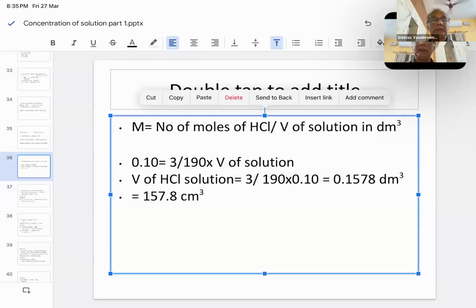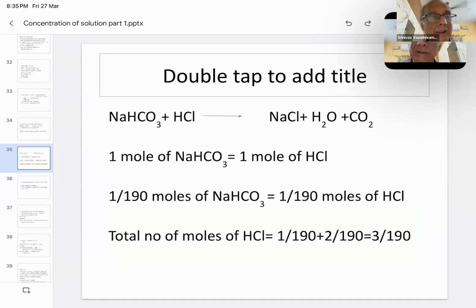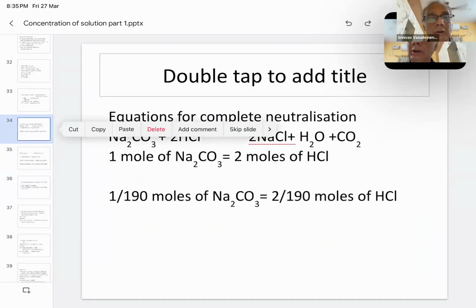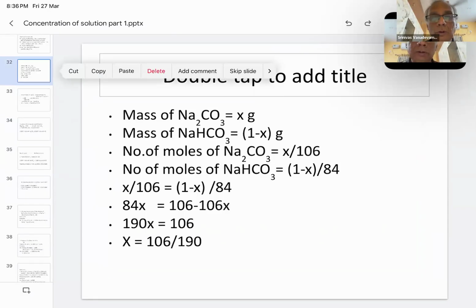So first I am finding the number of moles of Na2CO3. We'll just see again how I have gone about it. So the mass of Na2CO3 is x gram. Sodium bicarbonate is 1 minus x gram. Number of moles is mass by molecular mass: x by 106 for sodium carbonate, 1 minus x by 84 for sodium bicarbonate. Number of moles are the same. So x by 106 equal to 1 minus x by 84. x is 106 by 190. That is the mass of sodium carbonate.